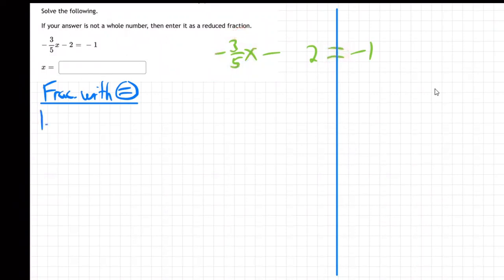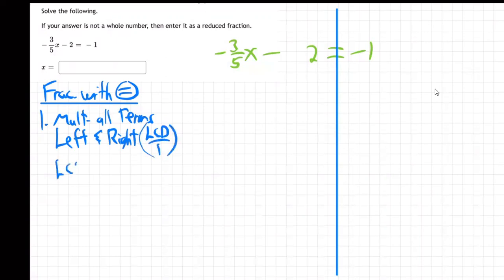Well, step number one is we multiply all the terms left and right by the LCD over 1, where the LCD is all denominators multiplied together. Well, we only have one denominator, right? So just use that one denominator.